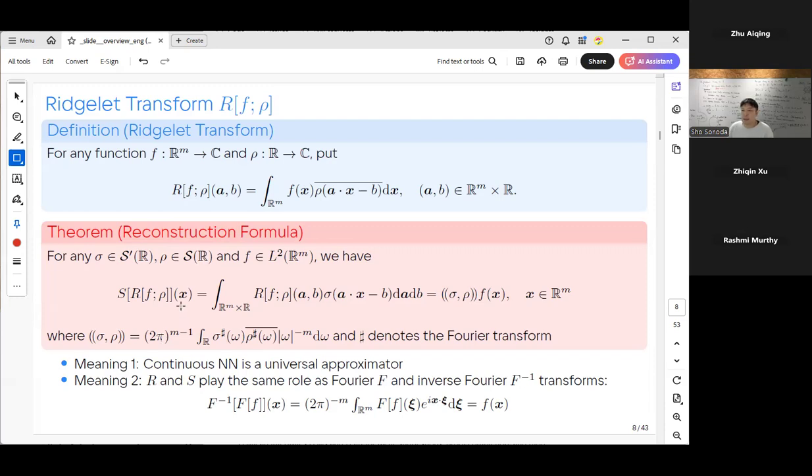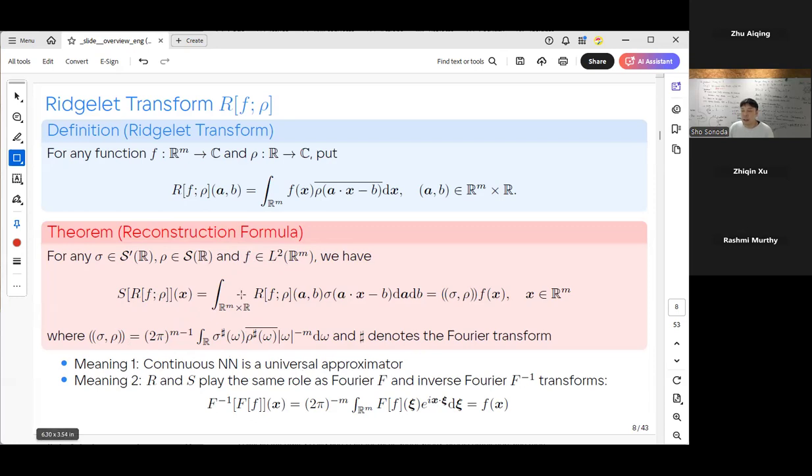And this reconstruction formula has two meanings. The first meaning is that because S of gamma is the mathematical model of a continuous neural network, and the choice of function f is an arbitrary square integrable function, this reconstruction formula means that the continuous neural network can approximate an arbitrary square integrable function. This is the first meaning.